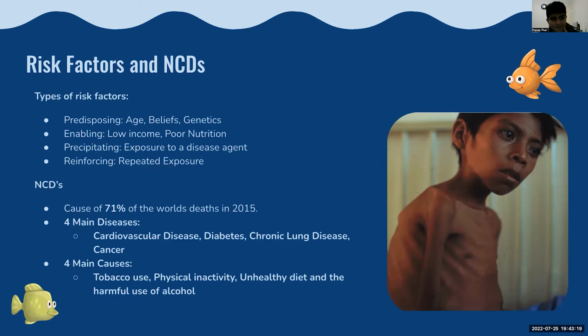Enabling is stuff that kind of helps to make you more susceptible to having a disease, like having low income or having a poor nutrition. So it's not necessarily that it's the cause directly, but it definitely contributes to having more non-communicable diseases. Precipitating means basically just you've been exposed to the disease, and reinforcing is repeated exposure. So if you just keep those 4 definitions vaguely with you, that's good.